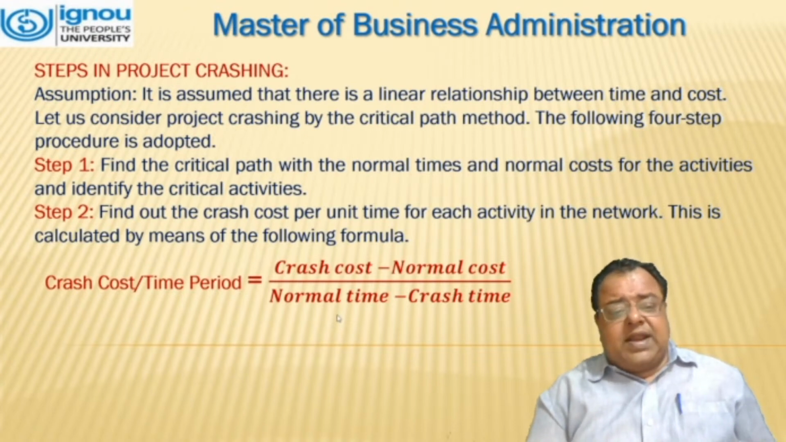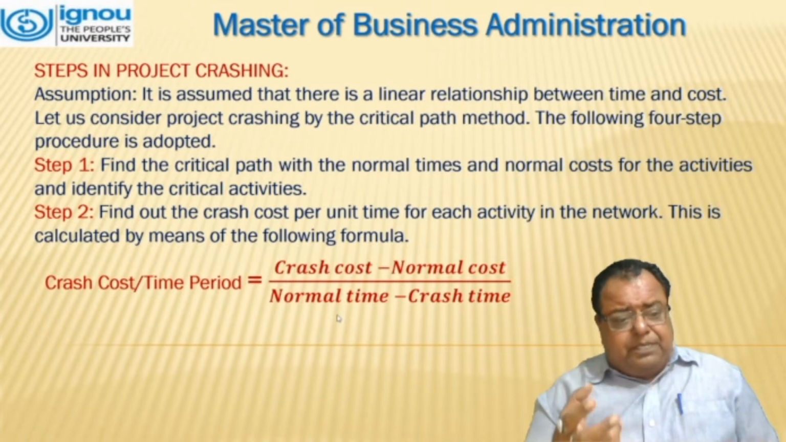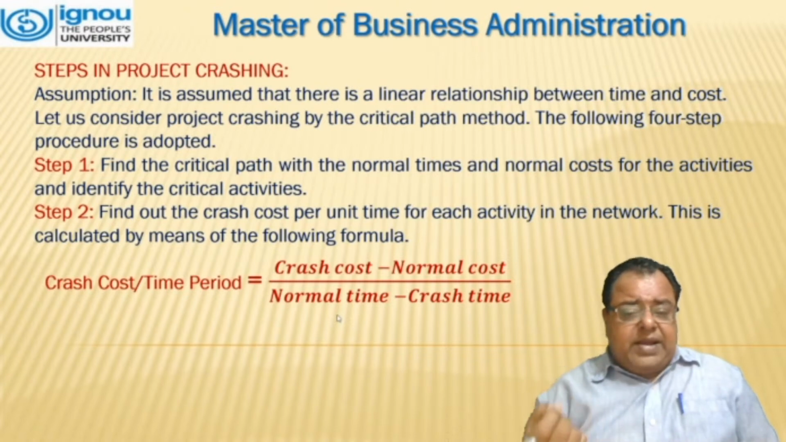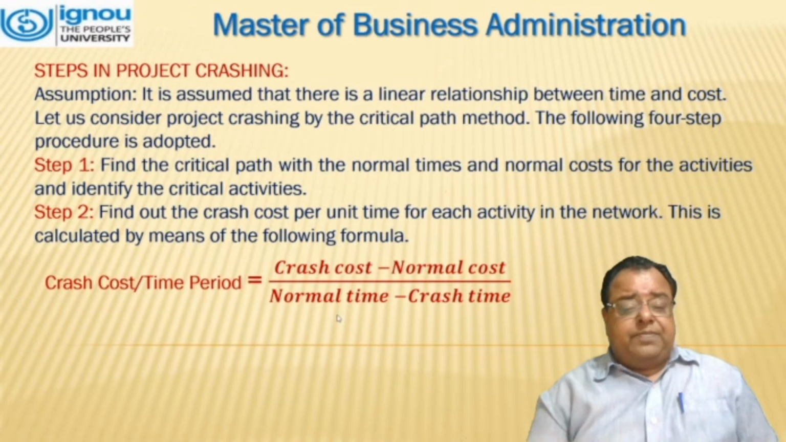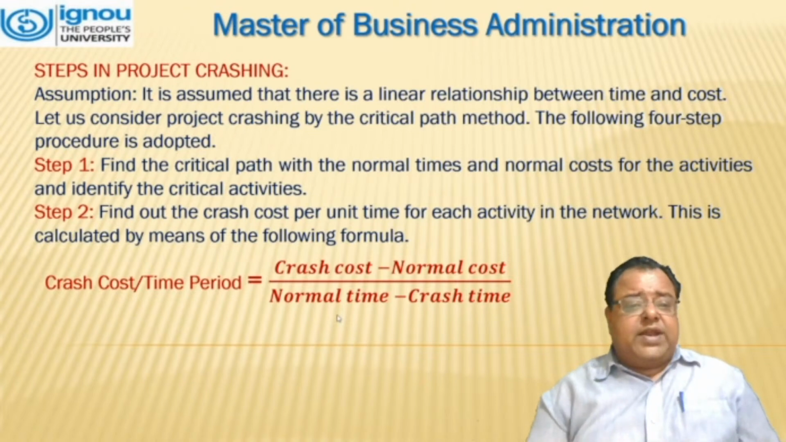Second, find out the crash cost per unit time for each activity in the network. This is calculated by means of the formula: the crash cost per time period is crash cost minus normal cost upon normal time minus crash time. This is a standard formula that we will be using.